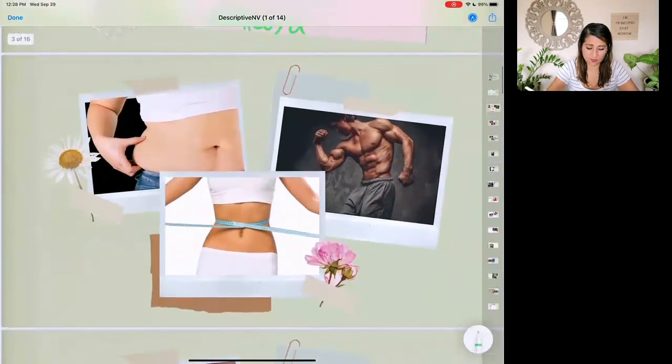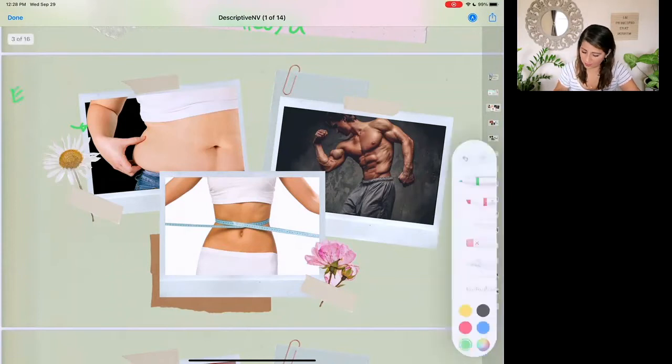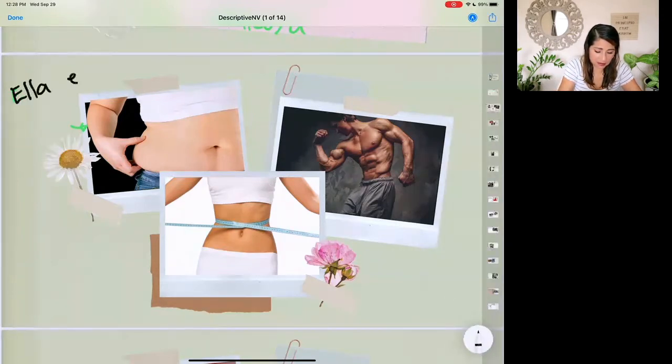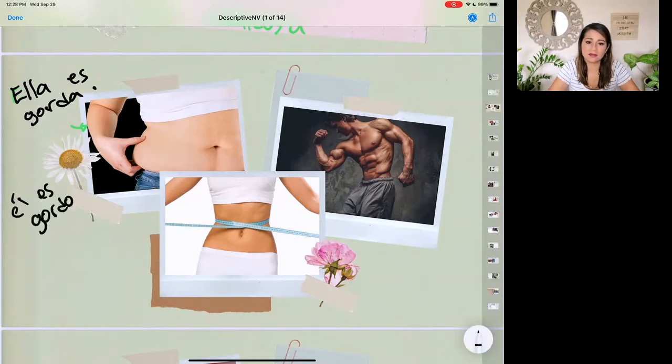Okay, so let's say this is a female for this picture. If I want to say she is fat, it's not very nice to say, but you know, you're learning how to describe people. So, ella es gorda. If it's a male, él es gordo. Or if we want to say they're not fat, the no goes here. So ella no es gorda o él no es gordo.